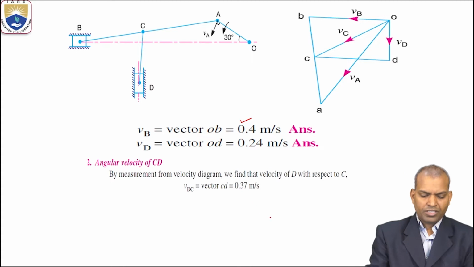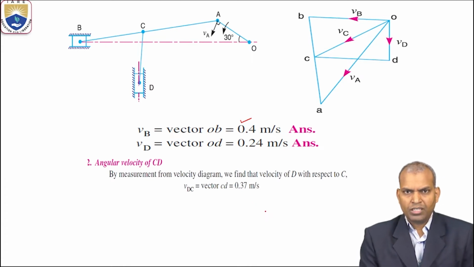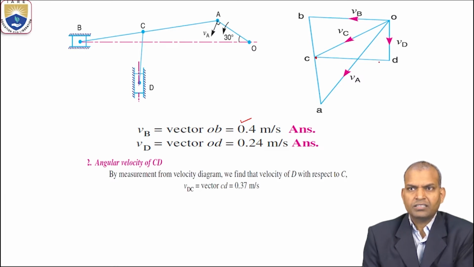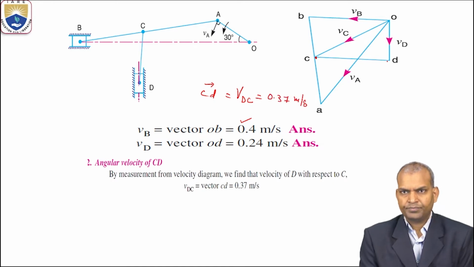Now the angular velocity, the objective number 2. What is objective number 2? The angular velocity of CD. What is the angular velocity of CD? The linear velocity of CD. This is the CD vector, the CD length. That CD vector line gives the velocity of D with respect to C. If you measure that one, the linear velocity is 0.37 meter per second.